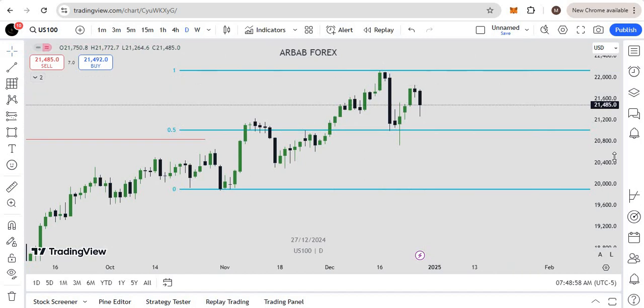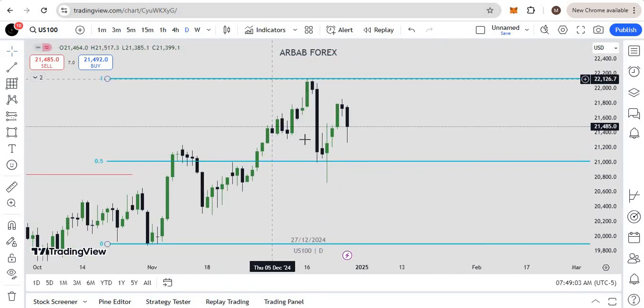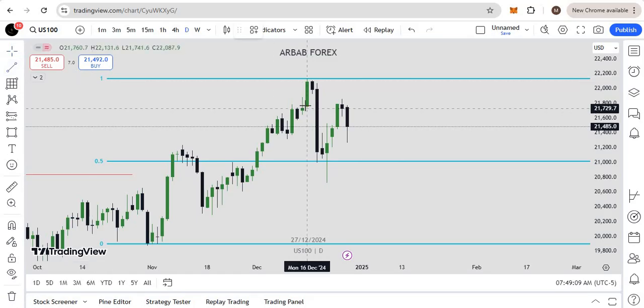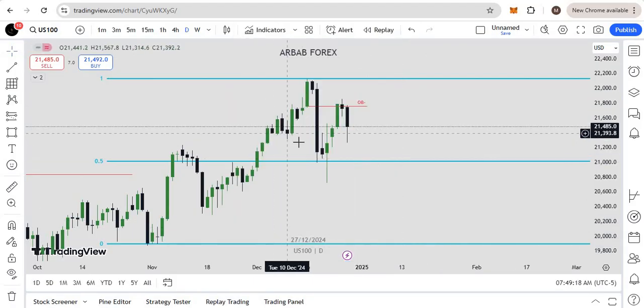As we are in the premium, we are only looking for a sell. Okay, so what we have here is a huge displacement candle which leaves behind an order block, right? We have this order block.